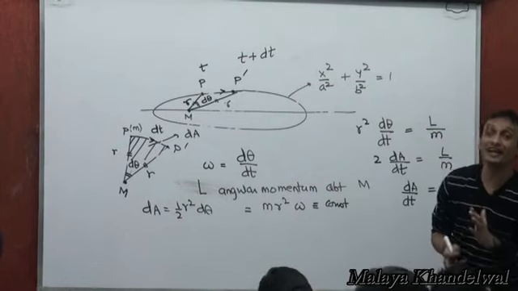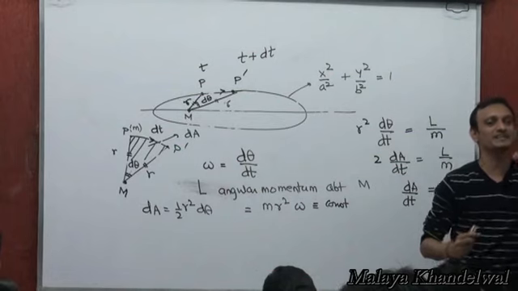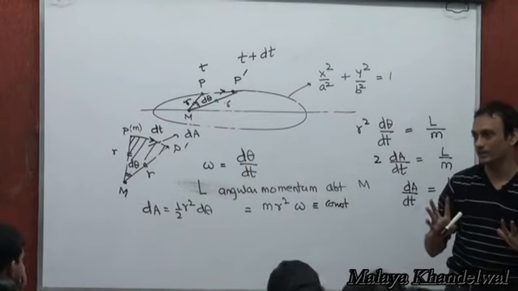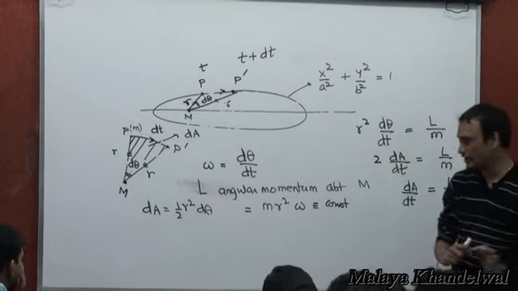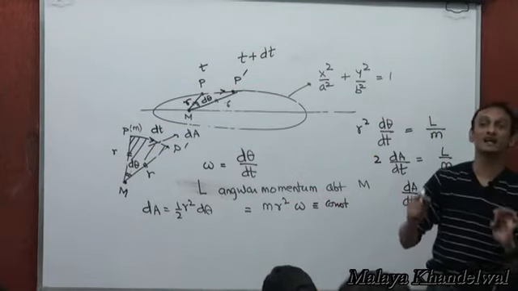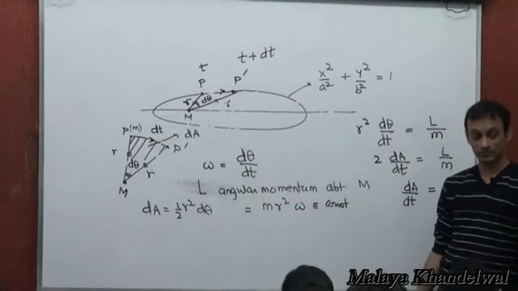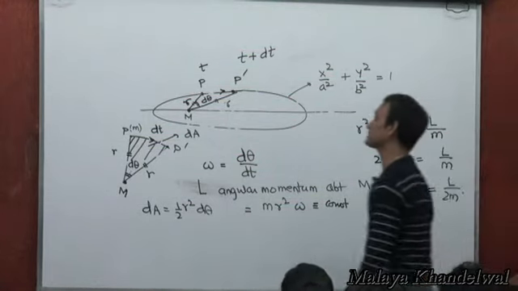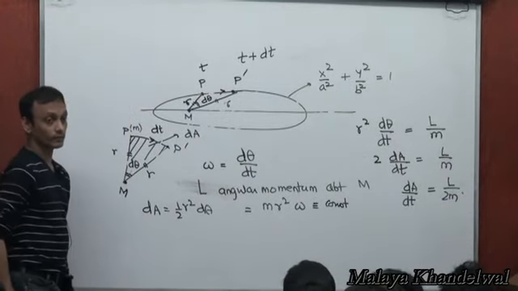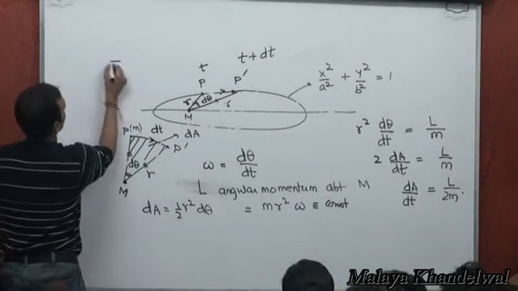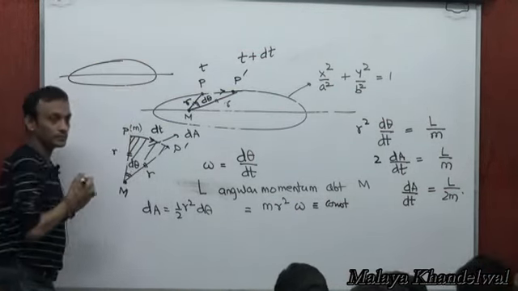That means equal areas are described in equal intervals of time. Do you understand this? That's the law of areas. Equal areas must be described in equal intervals of time.